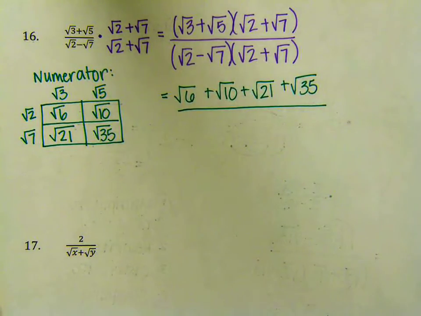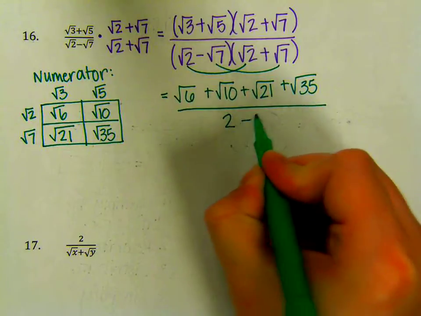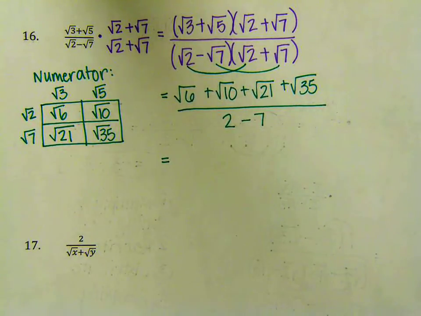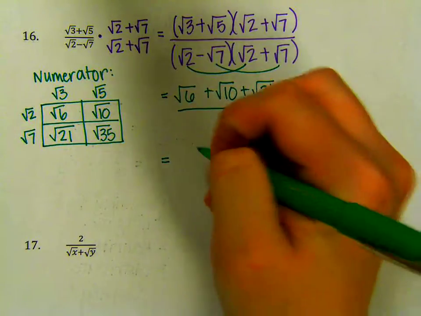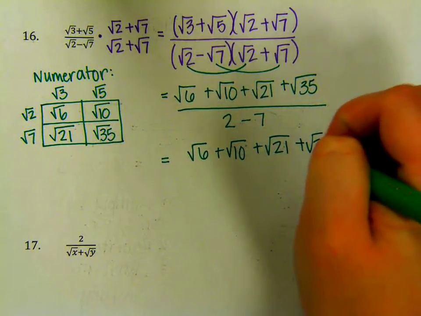And then I can take the shortcut in my denominator. Good, 2 minus 7. Final answer will be, just to simplify the denominator, what's 2 minus 7? Good, negative 5. So square root of 6 plus square root of 10 plus square root of 21 plus square root of 35, all over negative 5.